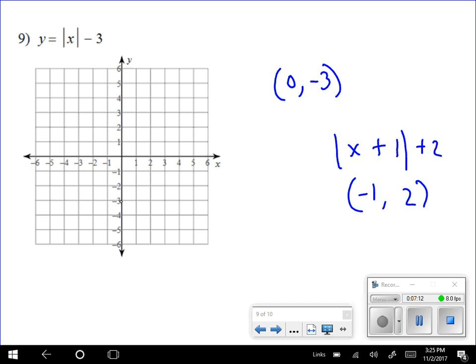But here is at 0, negative 3, and then it's positive. So we're going over 1, up 1, over 1, up 1, over 1, up 1, over 1, up 1. If you just do 2 on each side, that's fine too. Just make sure you draw those arrows at the end.